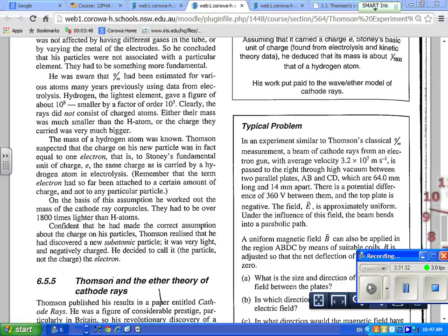Then he'd switch on an electric field and time how long it took, because the electric field is in the reverse direction to the gravitational force, and he knew the size of the field. He'd time how long it took to go back up between the two marks. Then he'd switch that off and time it going down again. Then he'd switch on and it would go up again.